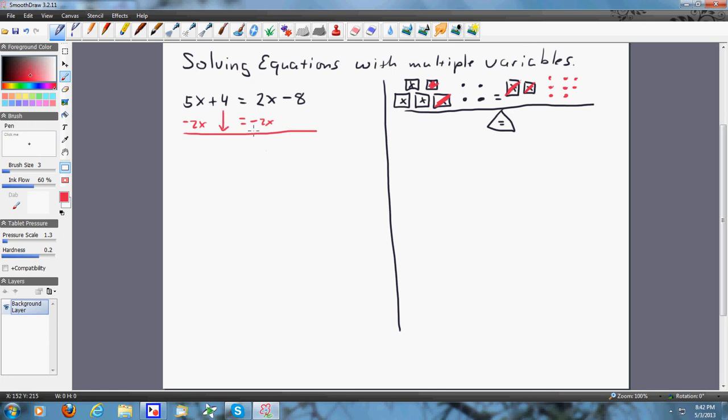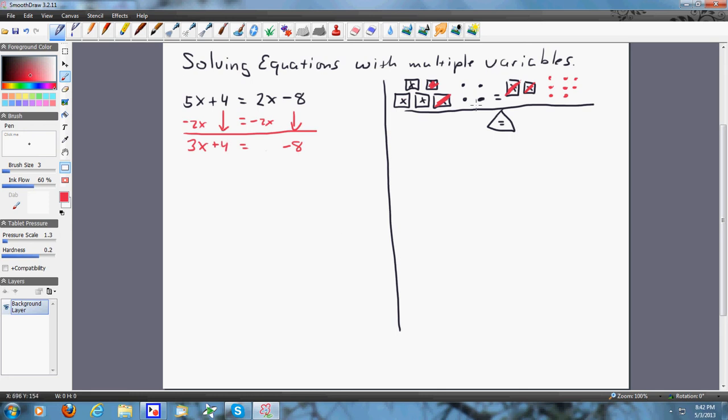So I'm going to bring down my positive 4, I'm going to bring down my negative 8, but what is 5x minus 2x? I'm left with 1, 2, 3, 3x. Equal to, 3x plus 4 I should say, equal to, well, 2x minus 2x is 0, there's no more x's on my left hand side. If I do have a negative 8, I still have 8 left over there.